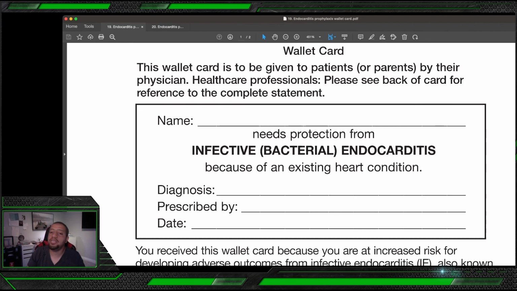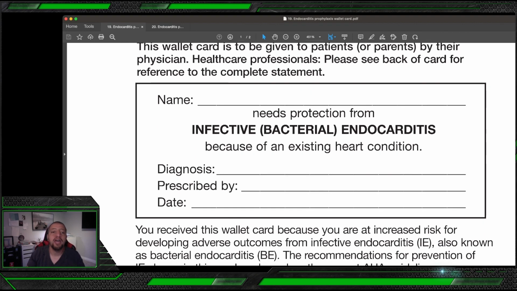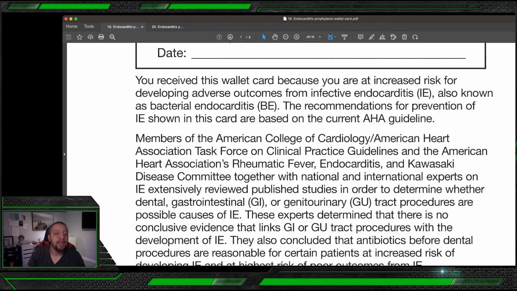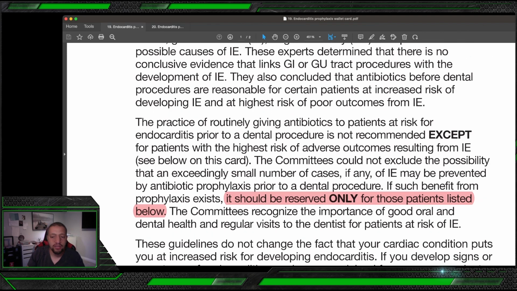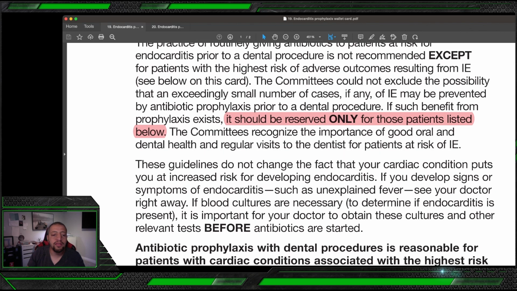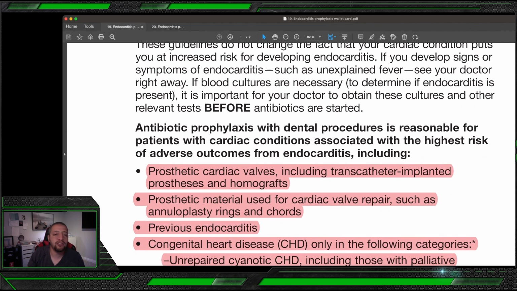So in this one, he's saying this patient has a history of infective endocarditis and needs protection from this condition. He gives him the diagnosis and the prescription. Here he speaks again about the same condition, and this article mentioned the condition again. Let's read it together. Prosthetic cardiac valve, including transcatheter implanted prosthesis and homograft.